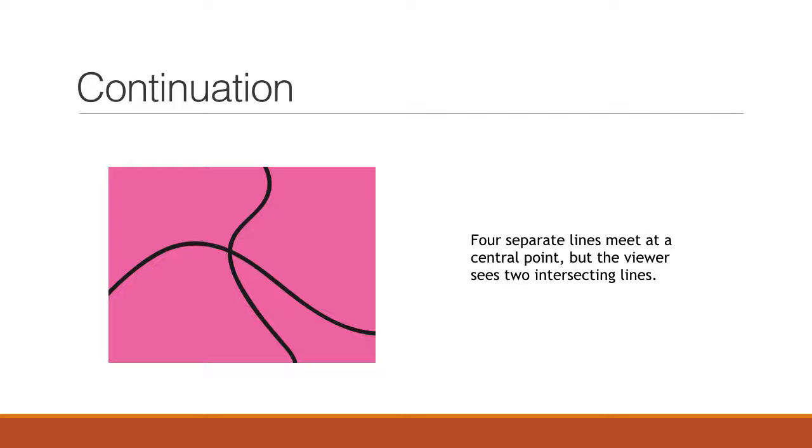Here's another example of continuation. We have 4 separate lines that all happen to meet at one point. For the viewer, though, what they're seeing are 2 lines that just intersect, almost as though 2 pieces of string have been laid on top of one another. That's the idea of continuation, that because these lines glide right through, we don't see them broken apart, but instead we see them as continuous and as a unit. And again, that brings us in.